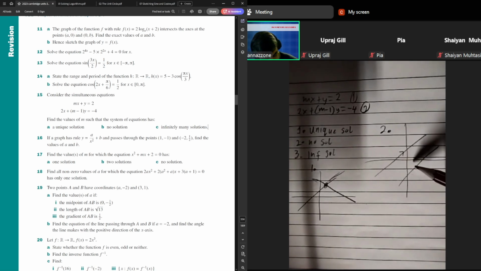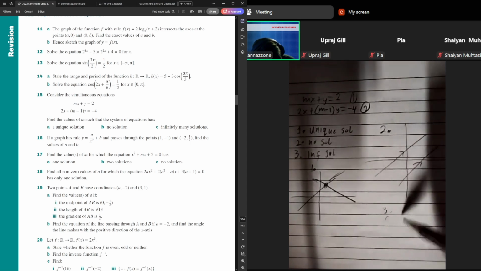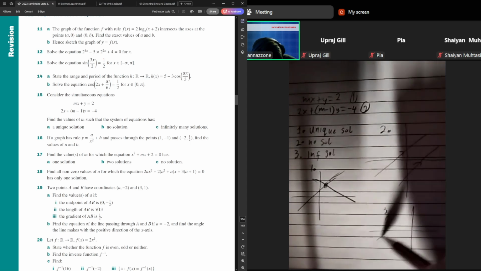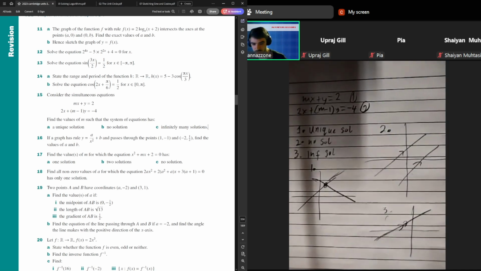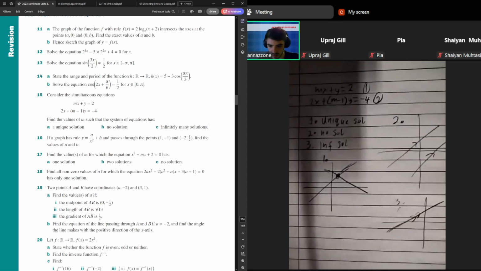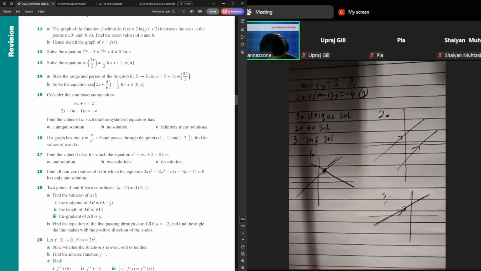So if these have the same gradient but different y-intercept, they'll never touch. And then number three, infinite solutions just means you have the same line overlapped onto each other. So in terms of things that you can actually now solve for, my preferred approach is a y equals mx plus c approach, which means you figure out what your gradient needs to be in these conditions and what your y-intercept needs to be in these conditions.